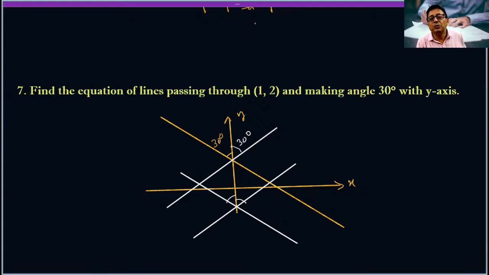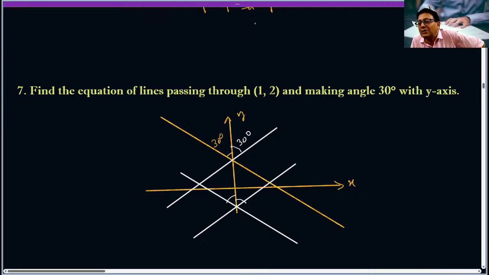But it should pass through the point 1, 2. So 1, 2 is a point somewhere like this. So you'll get two lines only. Through first quadrant only two lines pass. Whatever you take condition. It is not parallel. Then different situation may arise. So only two answers will be there.